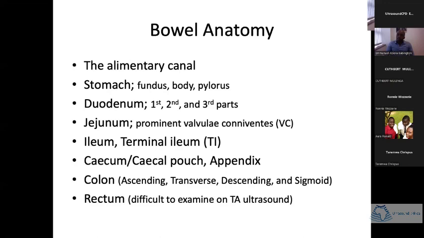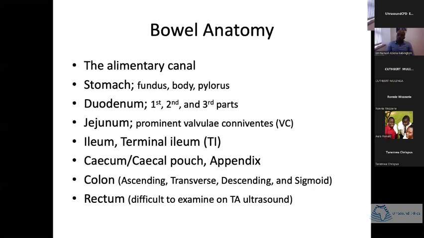The terminal ileum is a very key aspect of bowel ultrasound because it's a very common location for Crohn's disease. So the terminal ileum ends at the ileocecal valve and then continues into the cecal pouch or the cecum. And below the cecum is where the appendix hangs.